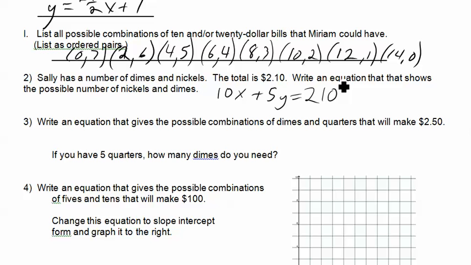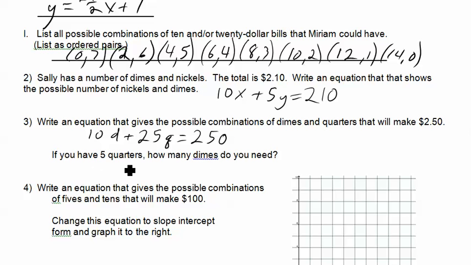Write an equation that gives the possible combinations of dimes and quarters that will make 250. Alright, so we have a dime is worth 10 cents. I'm going to go ahead and use D and Q this time. And a quarter is worth 25 cents. And all together it needs to equal 250 cents.